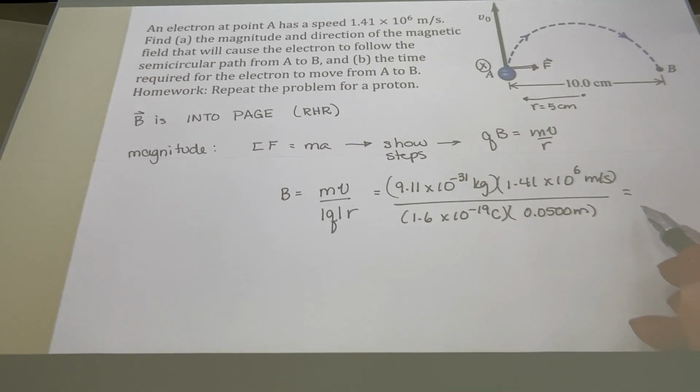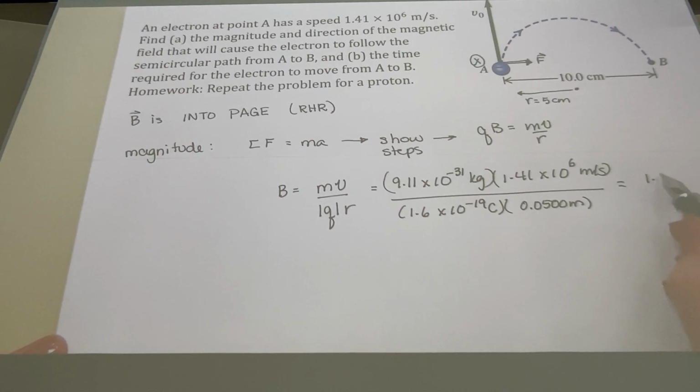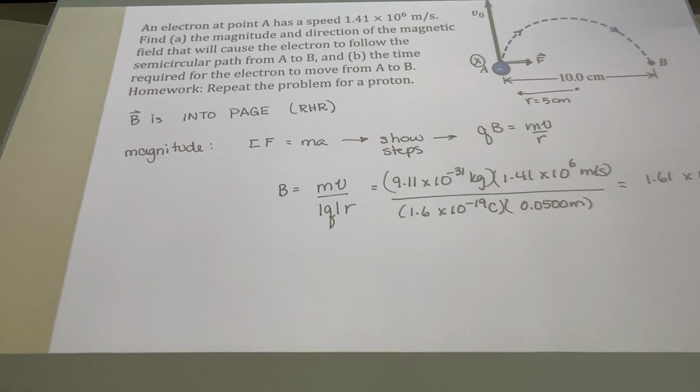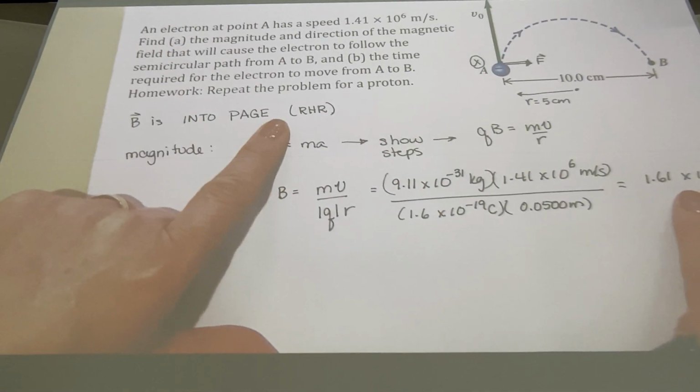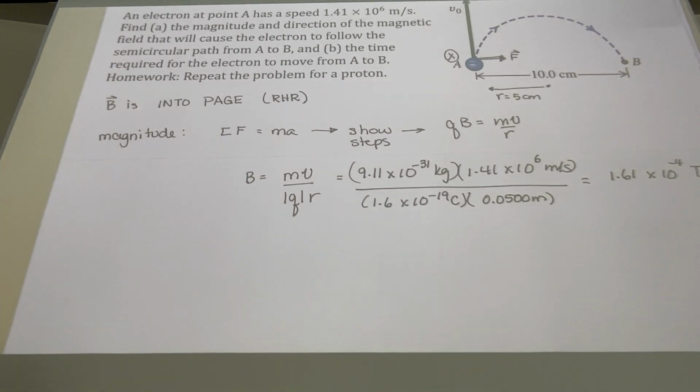So the size of the magnetic field is going to be 1.61 times 10 to the minus 4 teslas. Okay, so our magnetic field direction is into the page, and the size is 1.61 times 10 to the minus 4.